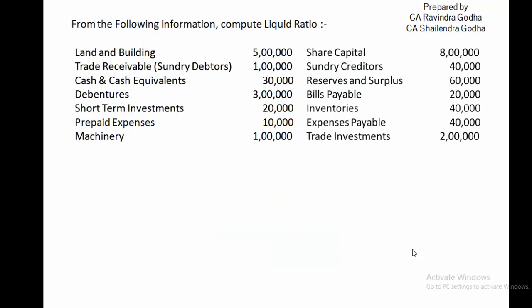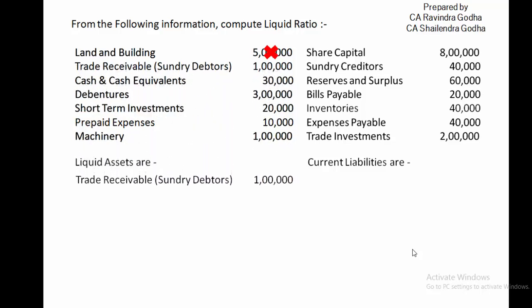Now starting questions. In this question some balance sheet data are given and we have to calculate the liquid ratio. First we calculate liquid assets and current liabilities. Land and building is a non-current asset, so it cannot be added in liquid assets. Trade receivables is a liquid asset. Cash and cash equivalents are liquid assets. Debenture is a non-current liability, so it cannot be added in current liabilities.